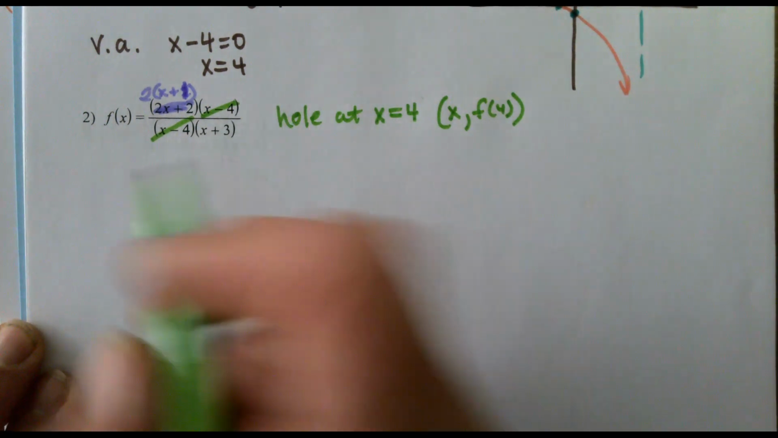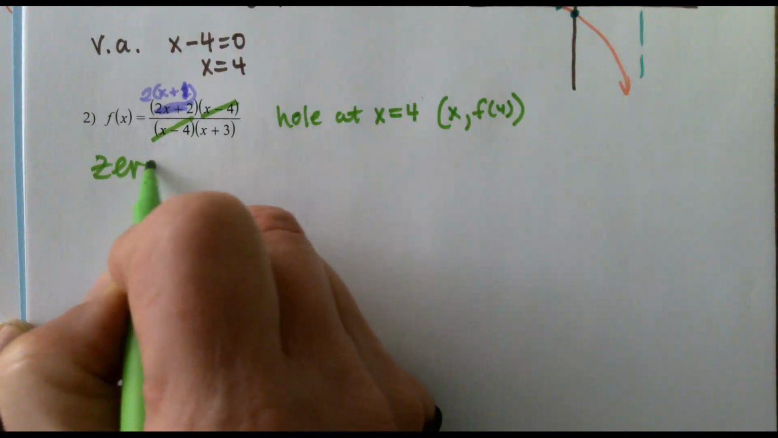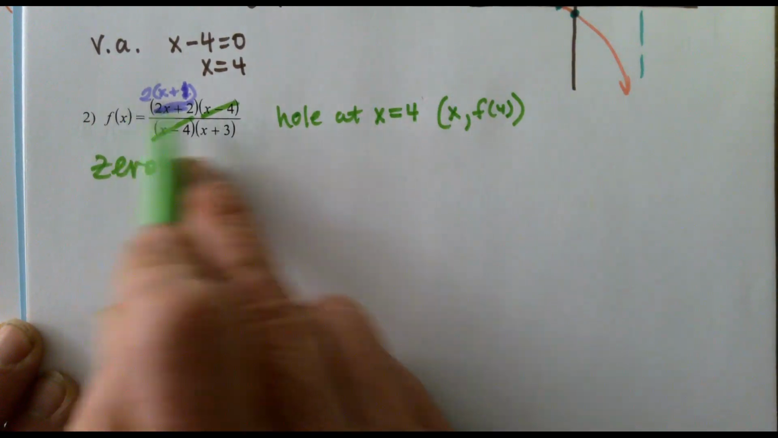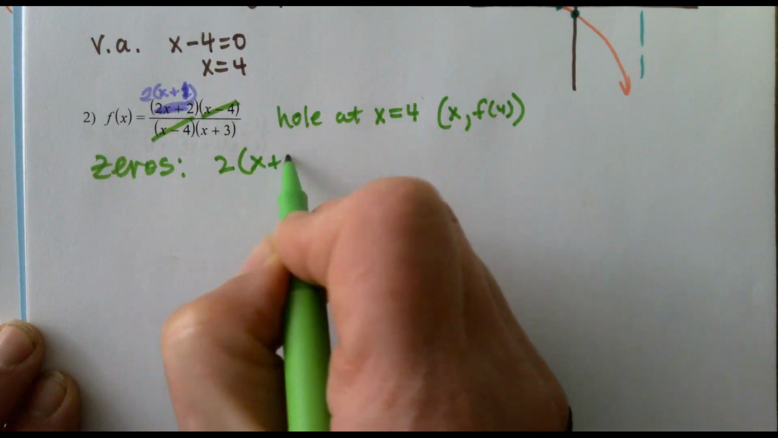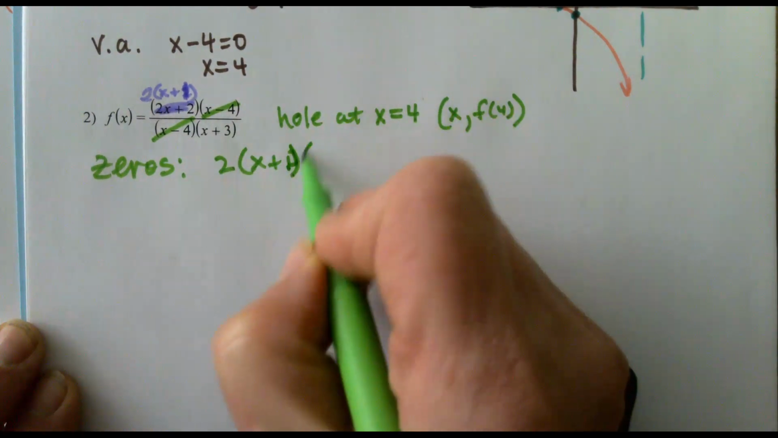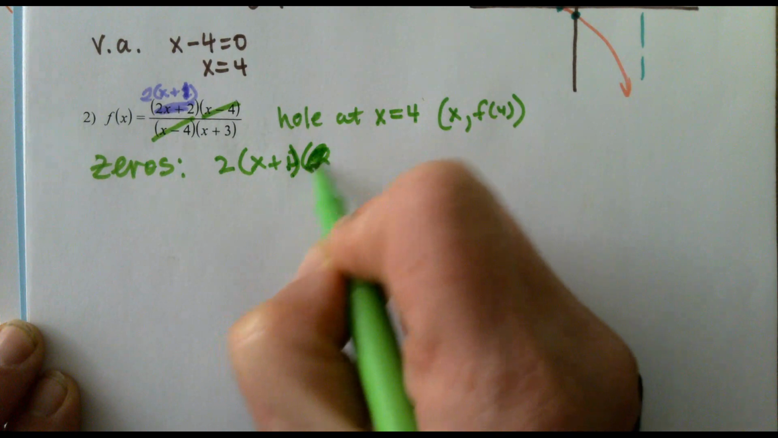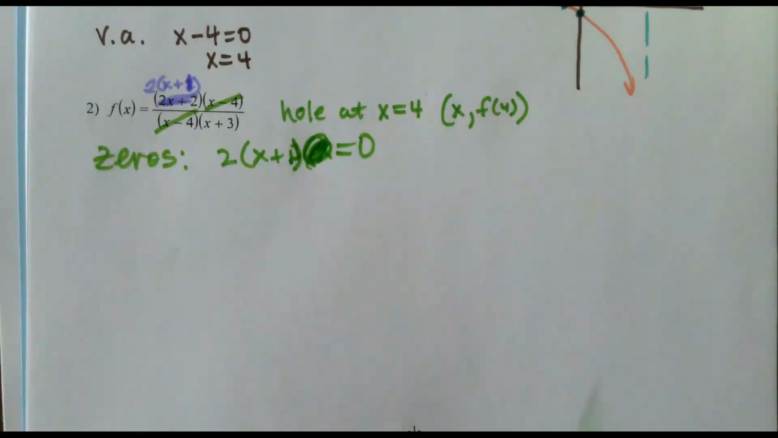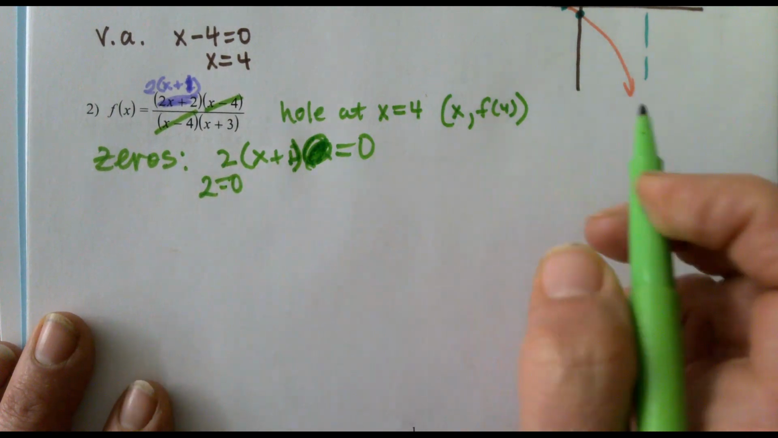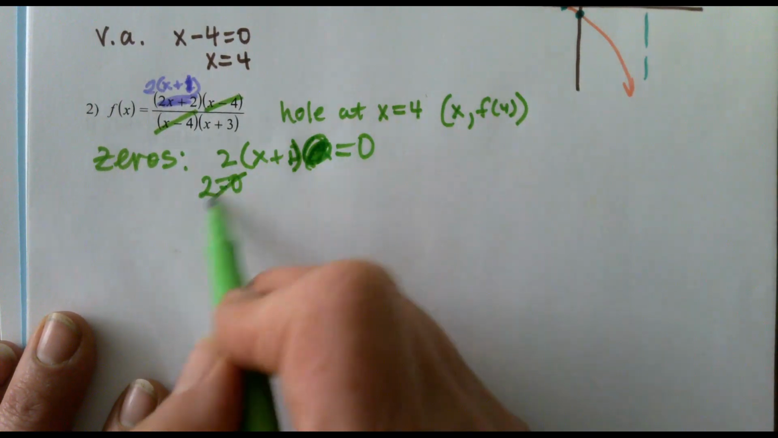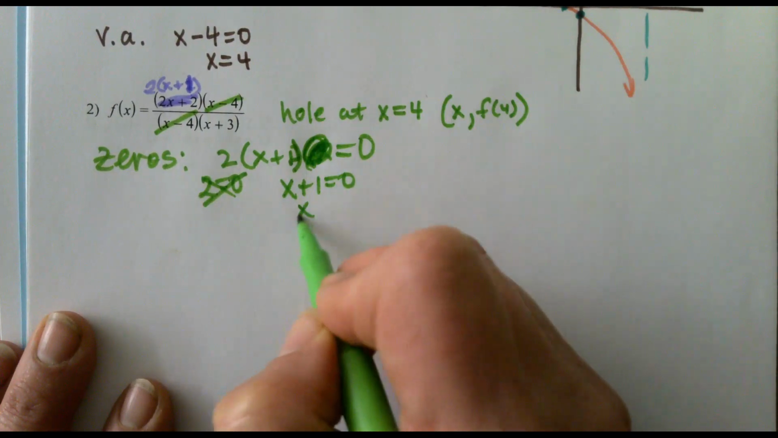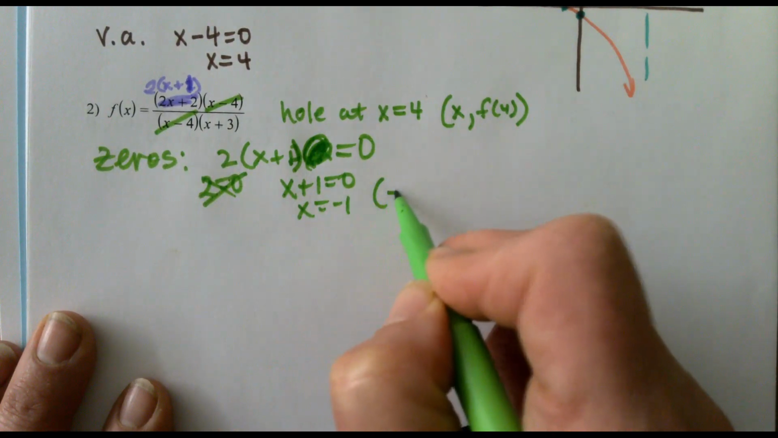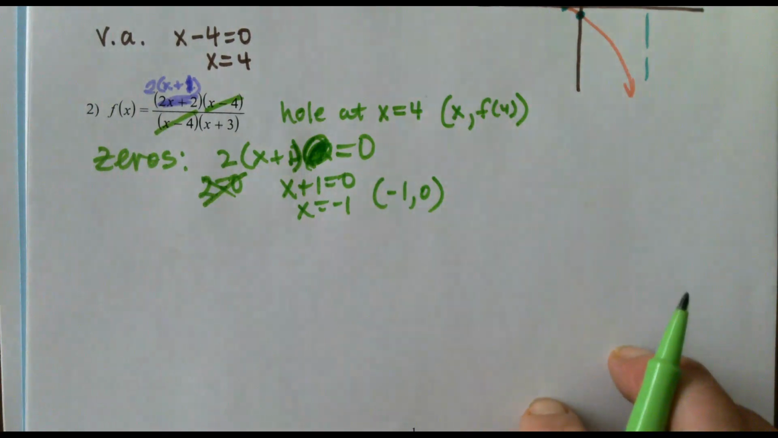Up next, my zeros. So I'm going to take and set the numerator equal to 0. So 2 times x plus 1 times x, oops, nope, the x minus 4 is gone, equals 0. When does 2 equal 0? Never. So that's a non-issue. When does x plus 1 equal 0? Yep, and so I have a 0 at negative 1, 0.